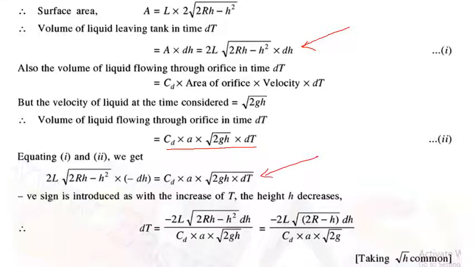Here the negative sign is again introduced because with increase in t, h decreases. That is, as time proceeds, the height of the water reduces because water is flowing out through the orifice at the bottom. So the height is reduced. That's why dh is always given a negative sign. So we bring dt to the left side because dt is the quantity we have to find out. dt is equal to minus 2L square root of 2Rh minus h square into dh divided by CD into a into square root of 2g.